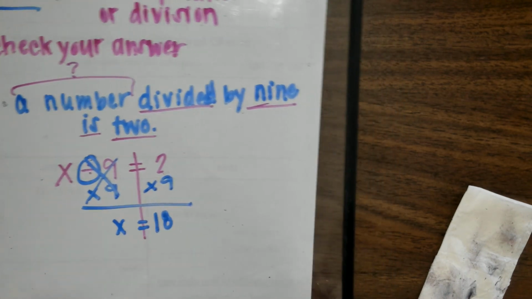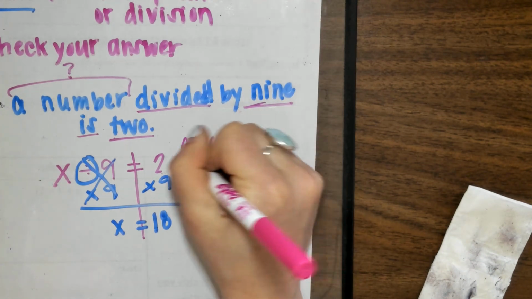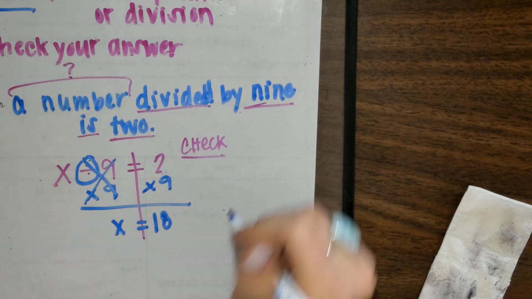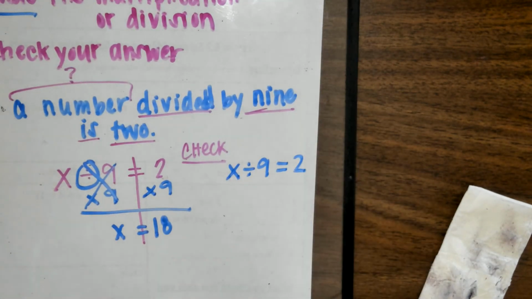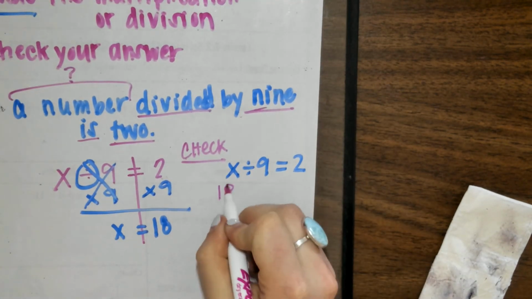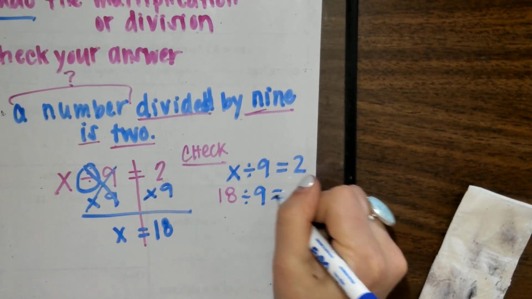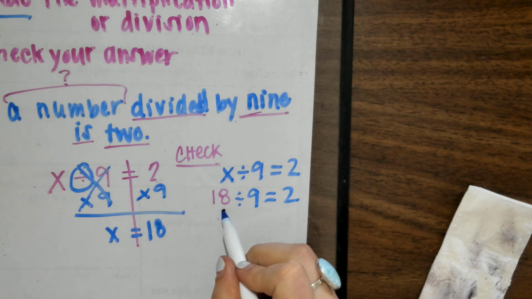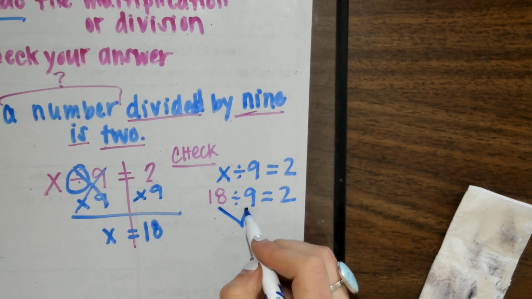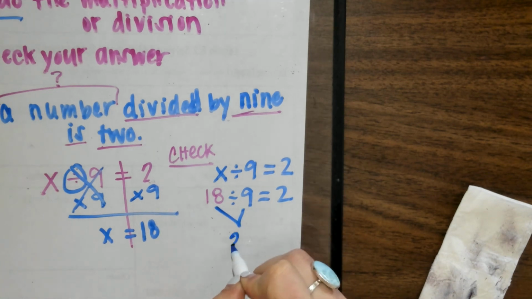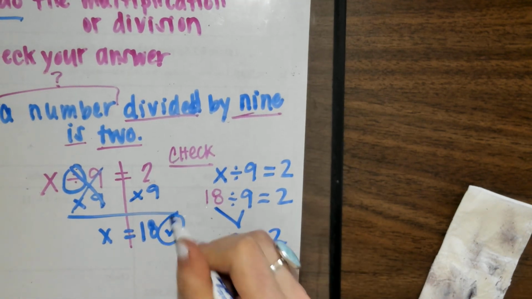Let's plug that back into our problem to check our work. Here's our check. Okay. So if our problem was x divided by 9 equals 2, let's plug in 18 for that. 18 divided by 9 equals 2. I would agree. If I have 18 people and I put them into 9 groups, how many people go into each group? Well, 2 people will go in each of those groups. So since 2 equals 2, this would make this equation true.